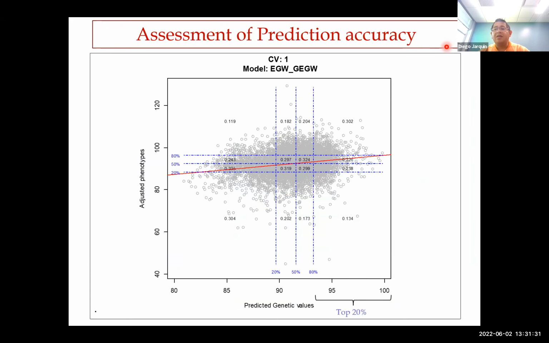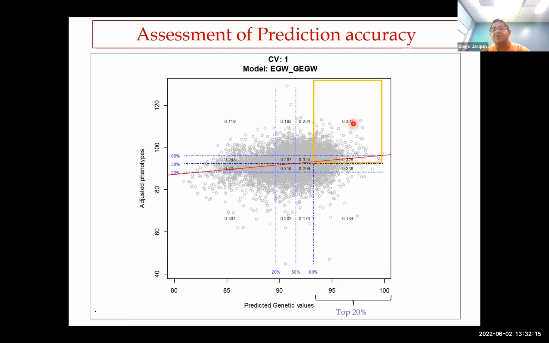So another way to evaluate how well we are conducting the predictions is based on the conditional plots, where in the x-axis we have the predicted values or genetic values, and in the y-axis we have the adjusted phenotypes. And if we impose a grid selecting, let's say, different quantiles, 20, 50, and 80, of the distribution on both sides, one for the predicted values and one for the observed values, we have that if we select the top 20% of the phenotypes, around 60%, 62% of those will have a performance above the mean in fields.